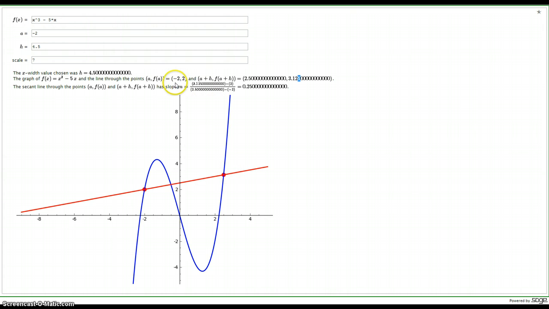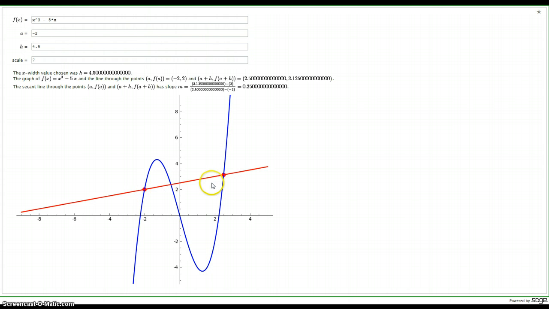The first point is -2, 2, and for the next one, the x value is a plus h, or -2 plus 4.5, that is positive 2.5. And then we apply f to it, or get the y value on the graph, and that happens to be 3.125. Basically between these two red points on the graph, just draw the line between them. That's the secant line. This secant line happens to cross the graph at other places, like right here. We can't really control that simply because this graph happens to be just that wavy.